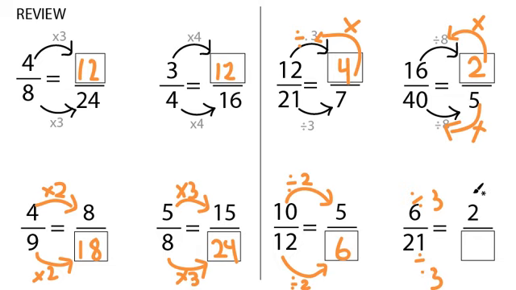21 divided by 3. So remember you can do it backwards, multiply. So 2 times 3, 6. What times 3 gives you 21? Exactly. 7 times 3, 21.